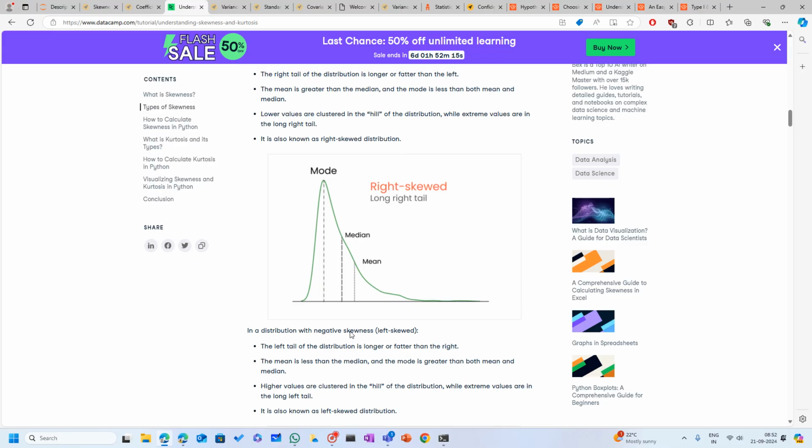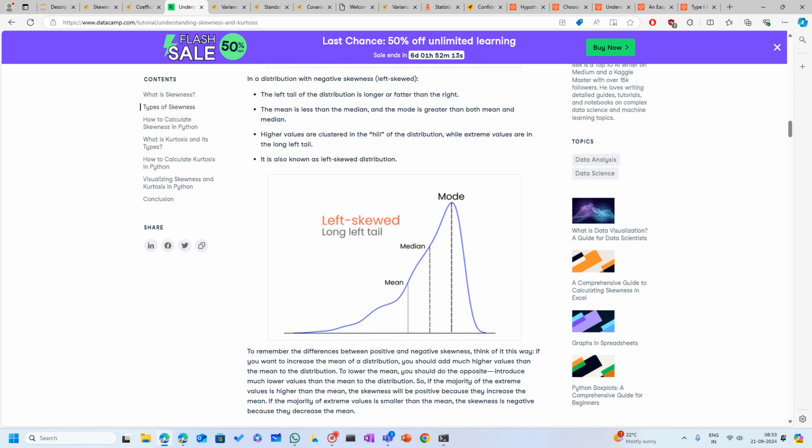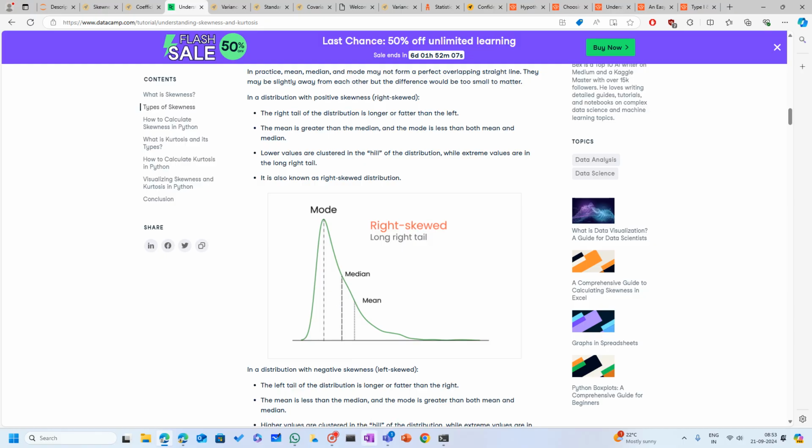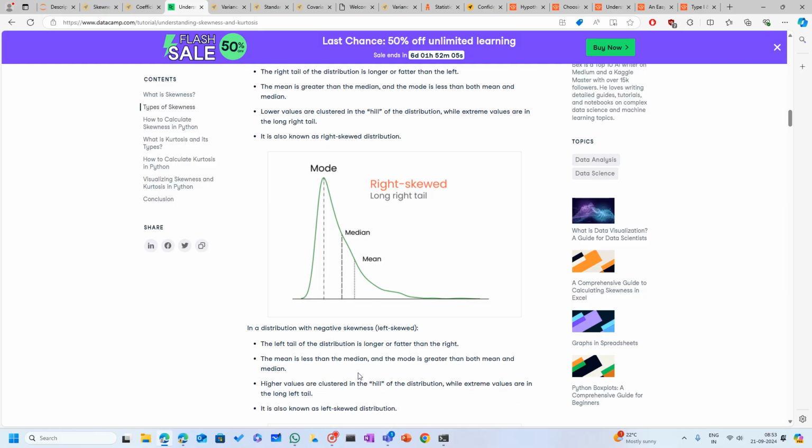But don't get confused again in the below discussion. They have confused it a little. In the above picture, can we go to the above picture? Yeah. Here, just below the line, they are saying in the distribution with negative skewness, it should be positive skewness, left skewed, right?